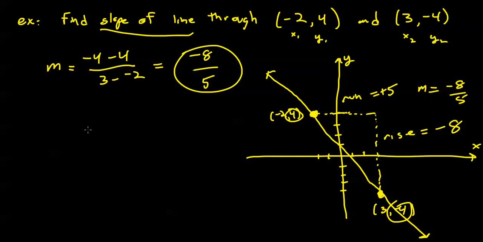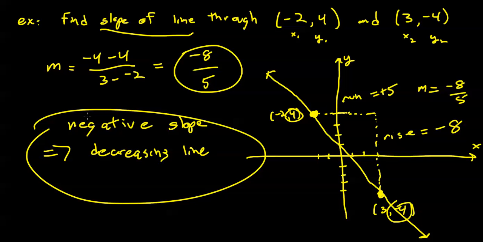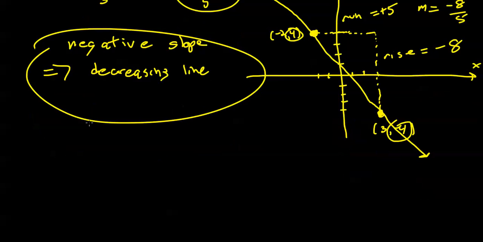One thing I want to highlight, notice this slope is negative. If you've got a negative slope, I know that for a positive run my rise is negative and my line is falling left to right, and we call that a decreasing line. So negative slope means decreasing line, as indicated in the graph. Let's do another example of this.